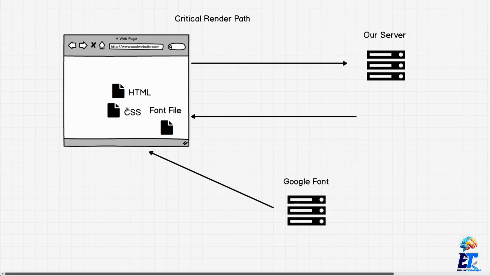And you'll see that technique used in JavaScript as well, and we'll talk about that in that section. But that is the critical render path, a path that a website takes to display something to the user.